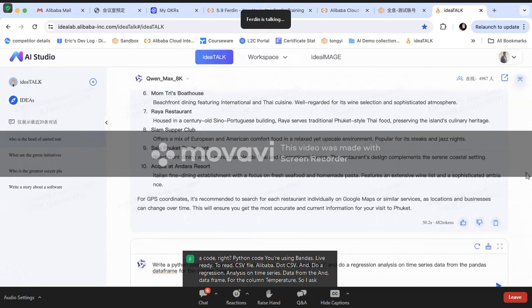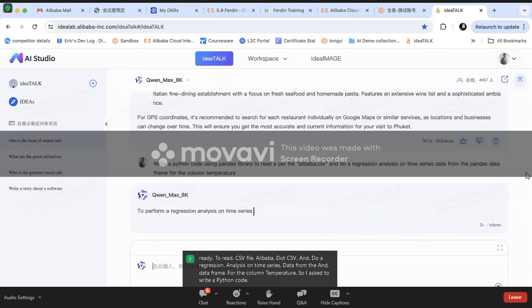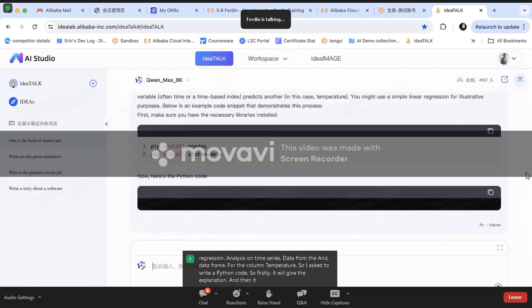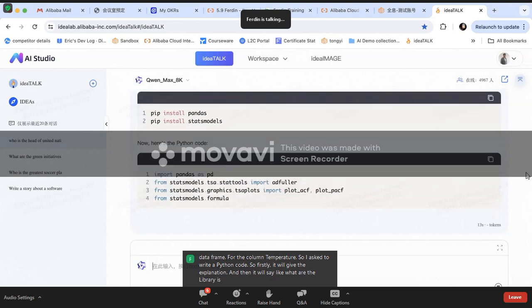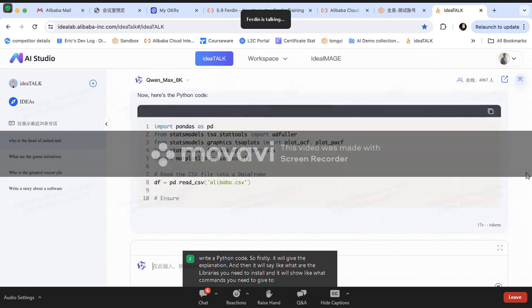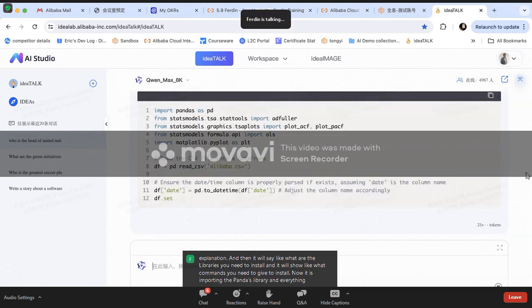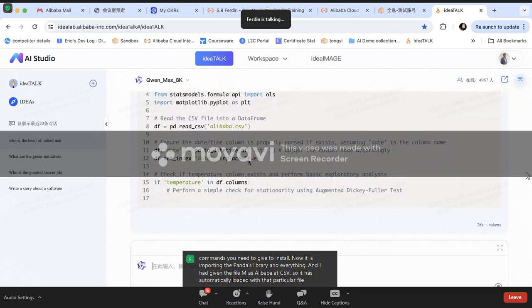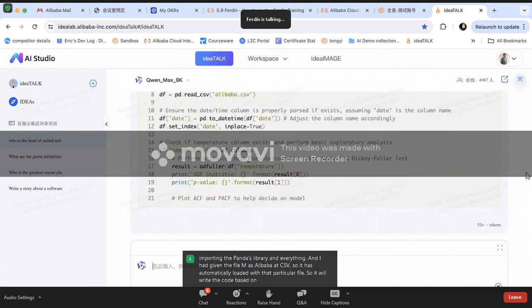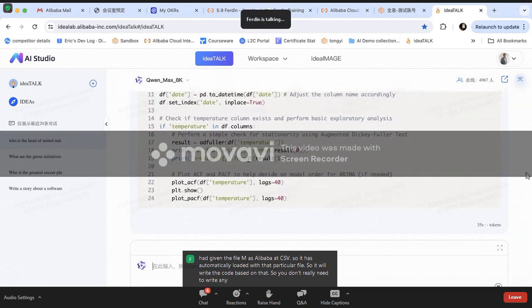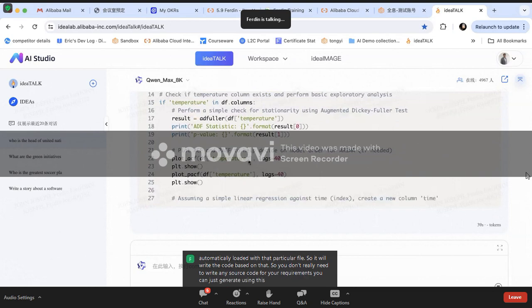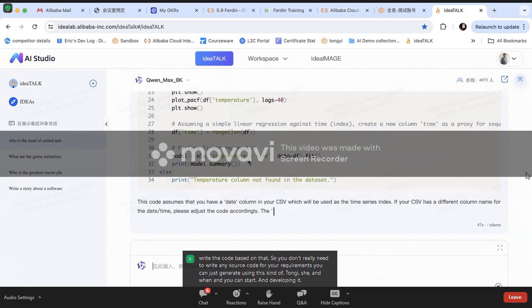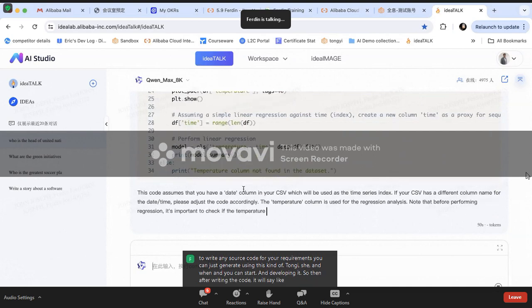So I asked it to write a Python code. Firstly it will give the explanation, and then it will say what libraries you need to install, and show what commands you need to give to install. Now it is importing the pandas library and everything. I have given the file name as alibaba.csv, so it has automatically loaded that particular file. So it will write the code based on that. You don't really need to write any source code for your requirements. You can just generate using this kind of Tongyi Xianwen, and you can start developing it. Then after writing the code, it will give an explanation about the code.